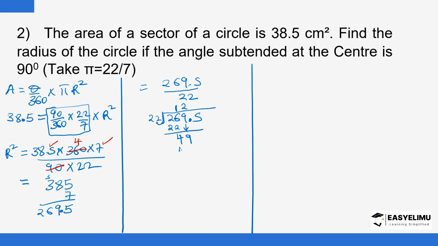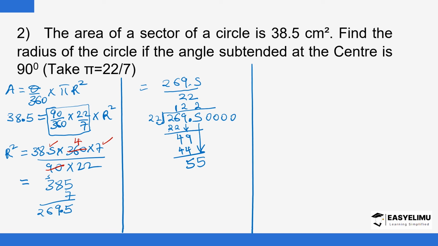So 2 by 22 is 44. You subtract, this is 5. You drop 5 here. So 22 goes into 55 again, that is 2 times, and 2 by 22 is 44. So after this, you can add a number of zeros.